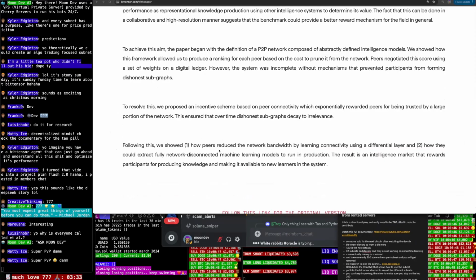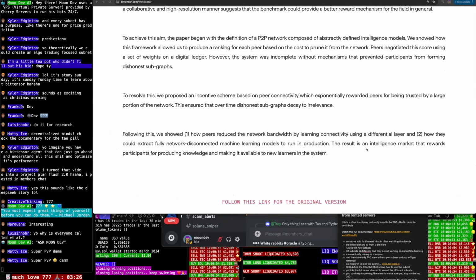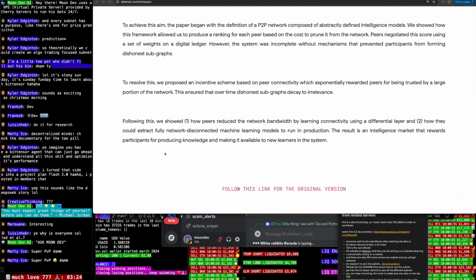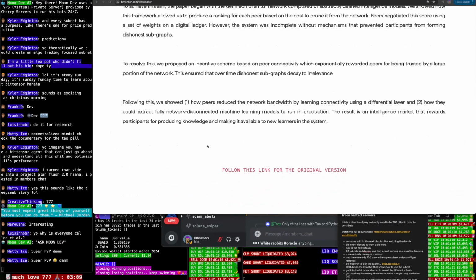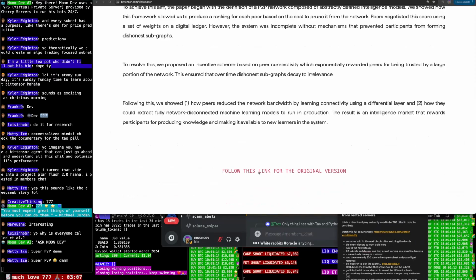Following this, we showed one, how peers reduce the network bandwidth by learning connectivity using a differential layer, and two, they could extract fully network disconnected machine learning models to run in production. The result is an intelligence market that rewards participants for producing knowledge and making it available to new learners in the system.